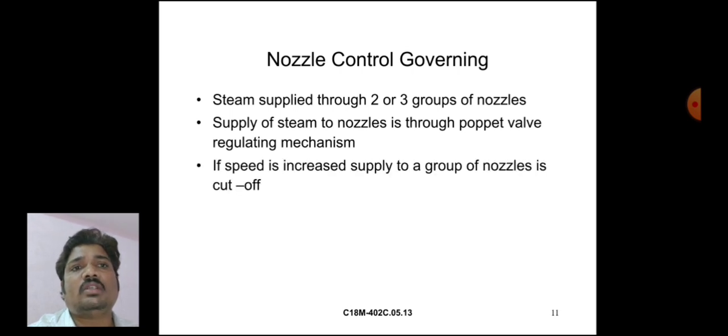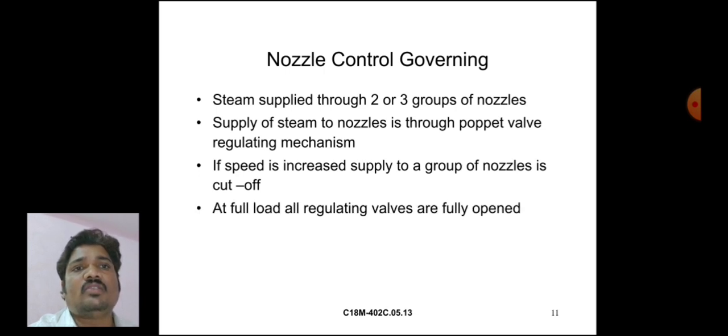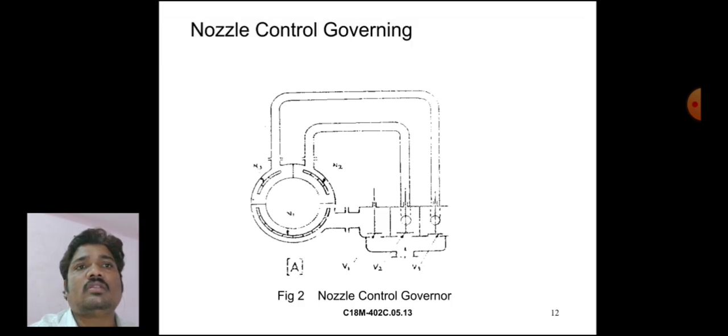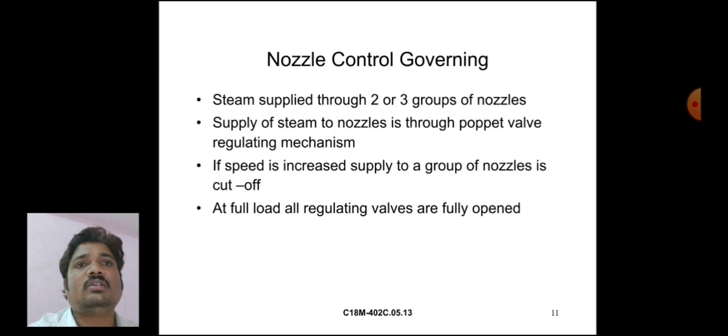If speed is increased, the supply to a group of nozzles is cut off. At full load, all regulating valves are fully open. This is nozzle control governing as shown in this figure.